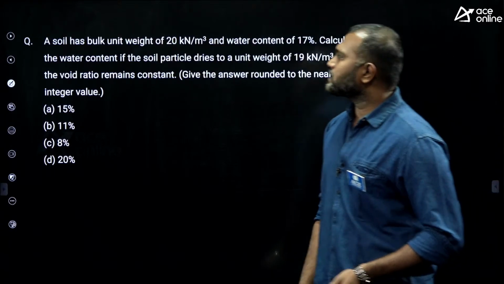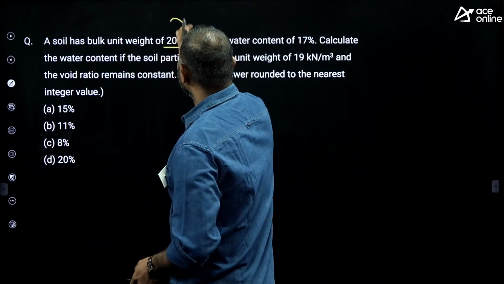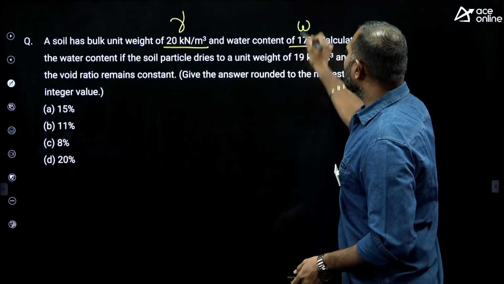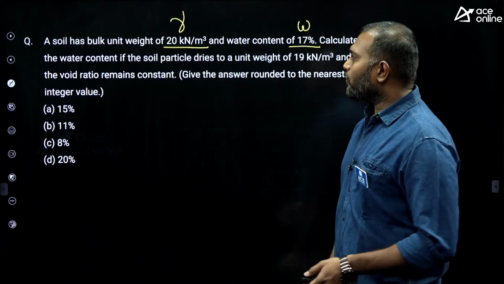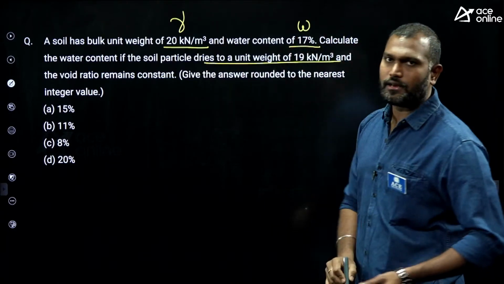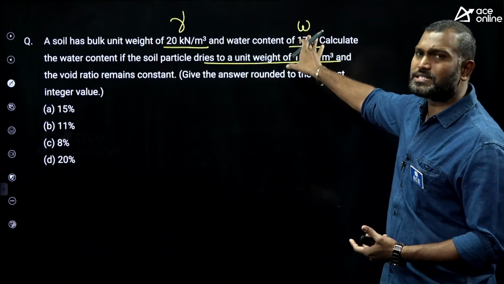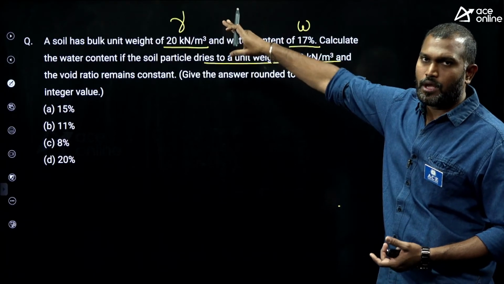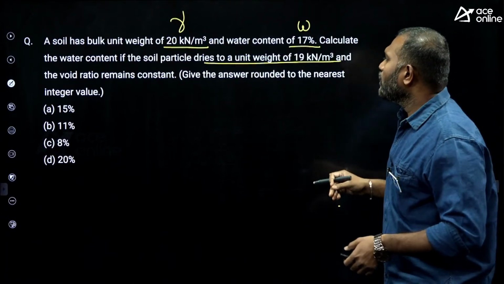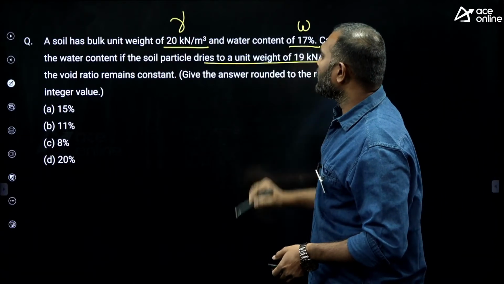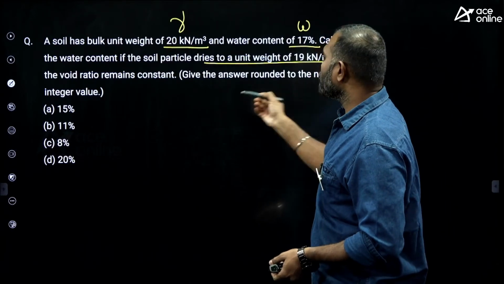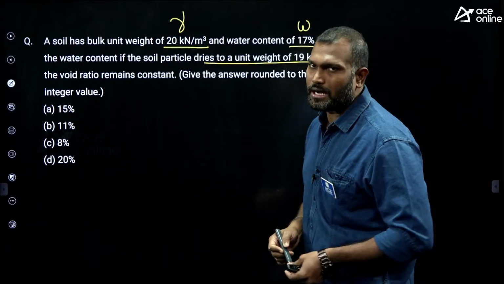Next, a soil has a bulk unit weight of 20 kilonewton per meter cube, gamma, and water content of 17%. What is the water content if the soil dries to a unit weight of 19? Initially the water content is 17% and the unit weight is gamma. Now if you dry it a little bit, the unit weight will decrease. So now the unit weight is 19 and the void ratio remains the same. Given that, answer rounded to the nearest value, what is the water content?